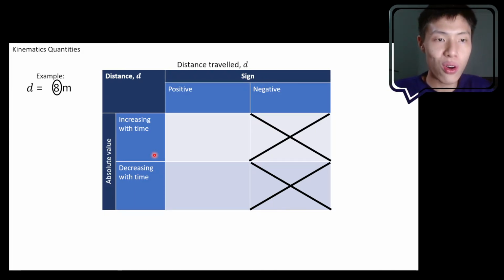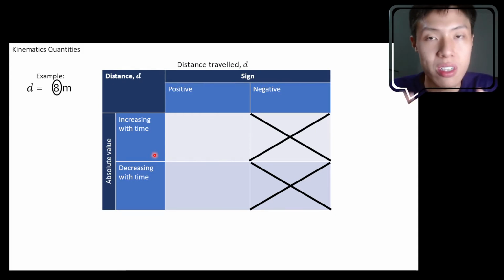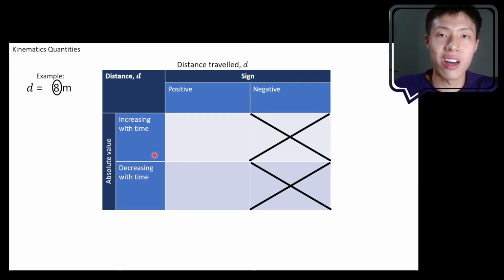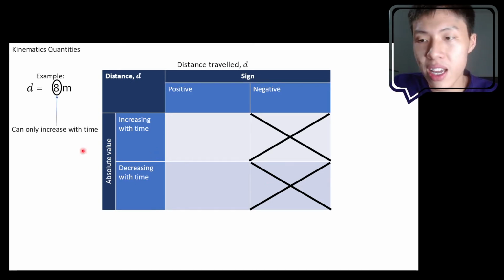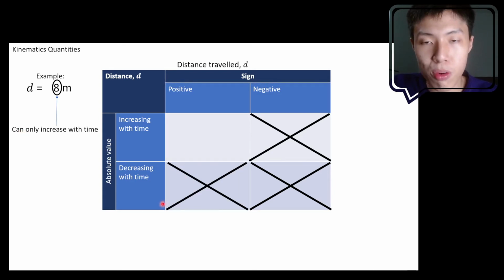So your length of path traveled can only accumulate. You can only get more and more distance traveled if you continue to walk. There's no method available for you to reduce the distance traveled by walking. If you walk in the opposite direction, you are also gaining length of the path traveled. You cannot reduce it. In this case, we say that it can only increase with time. So decreasing with time is impossible as well.